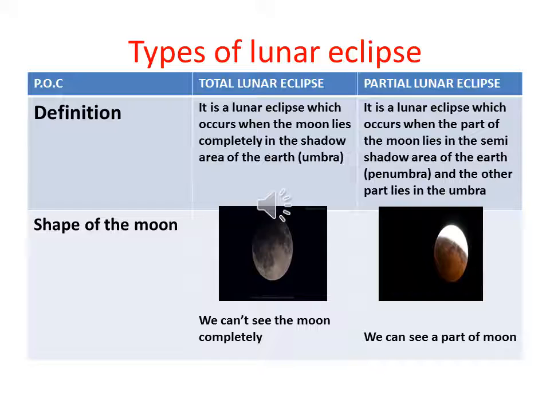What about total lunar eclipse? It's a lunar eclipse which occurs when the Moon lies completely in a shadow area, or the umbra area. So the Earth hides all the sunlight from reaching the Moon, and as you can see in the figure, we can't see the Moon completely.